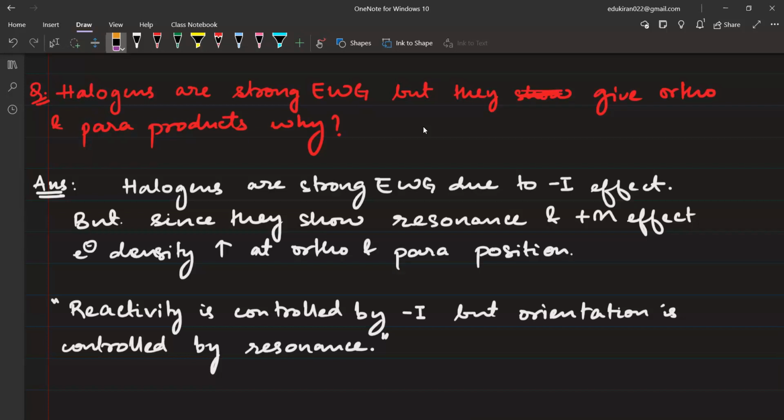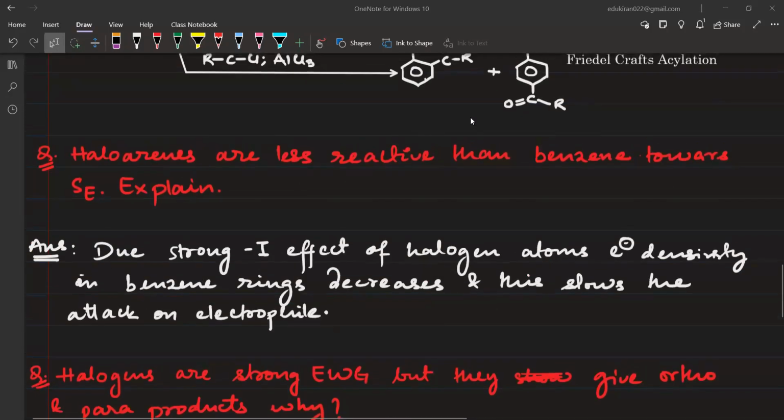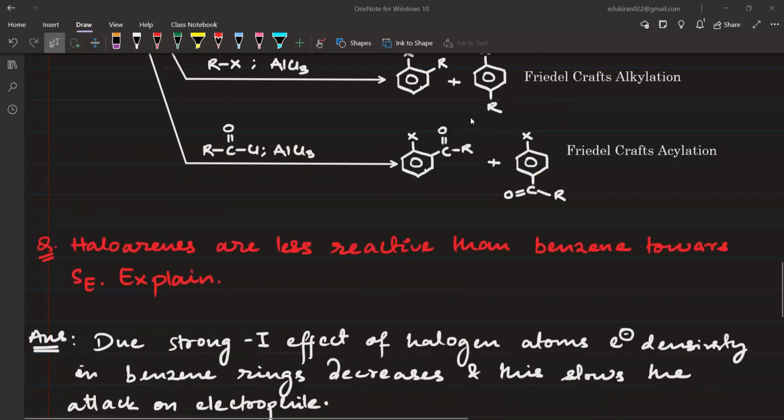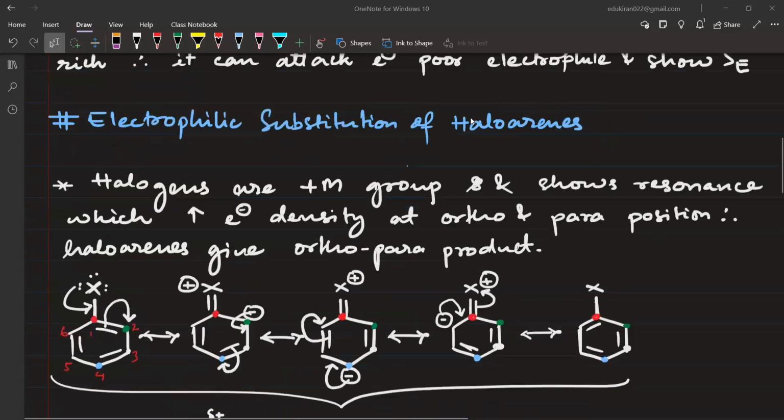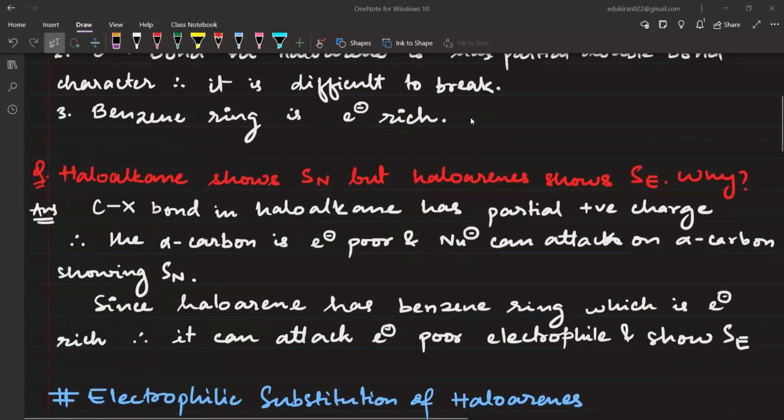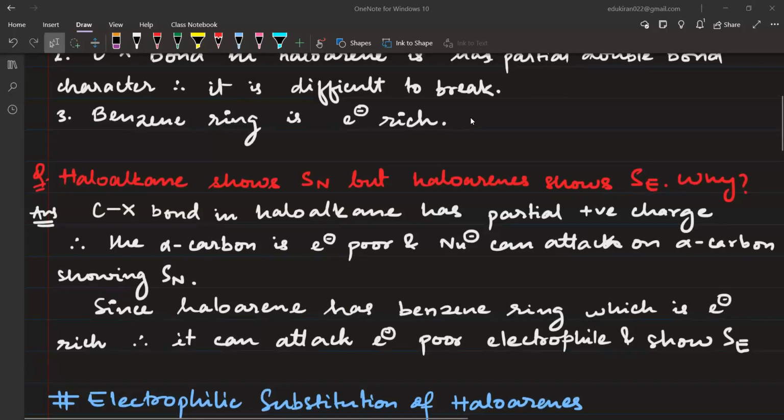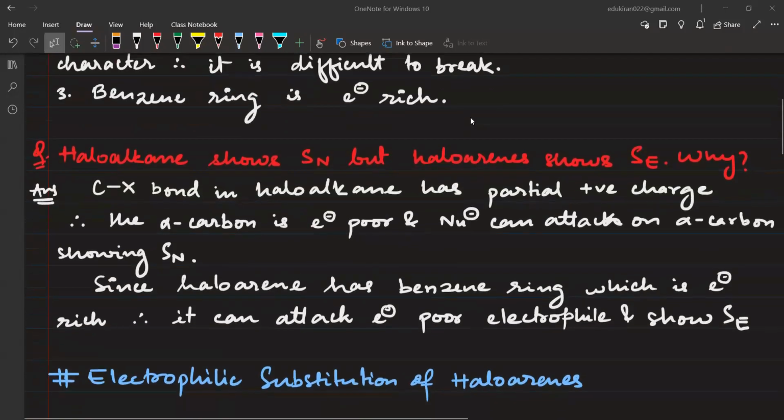Now, all of these questions can be a bit confusing. Halogens are strong electron withdrawing groups, but they give ortho para products. Haloarenes are less reactive than benzene towards electrophilic substitution reaction, why? And also the first question we had: haloalkanes show SN, but haloarenes show SE. All of these questions are very similar because they have similar terms, haloarenes and SE, so you may get confused.